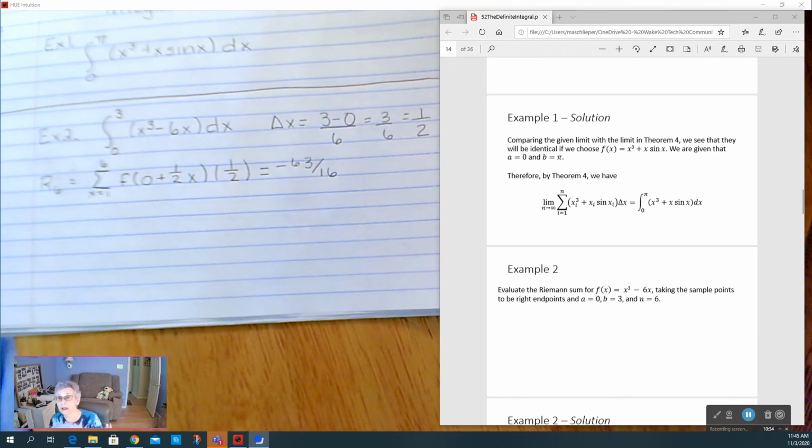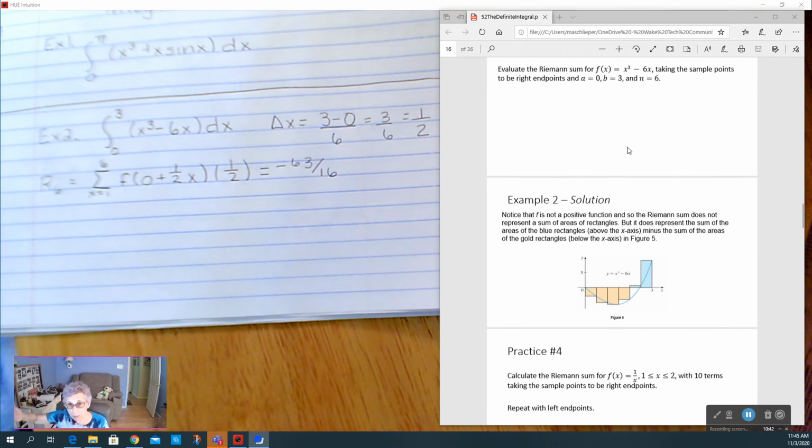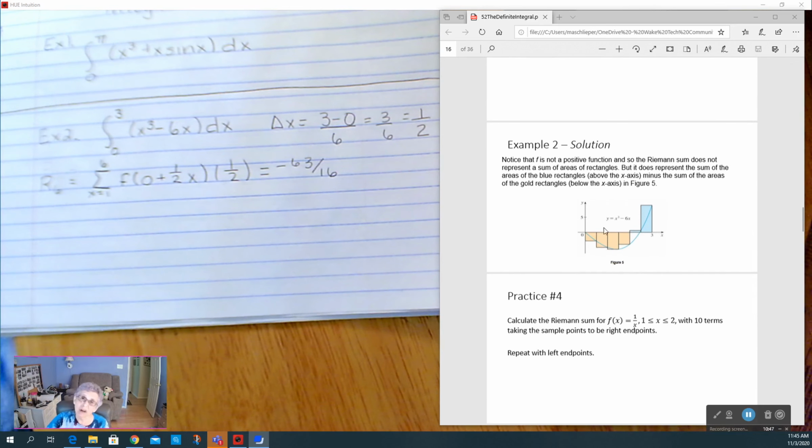Now, when we were doing area under a curve, we never would have gotten a negative answer because we were just looking at areas that were above the x-axis. You can see if we look at the picture, there's a whole bunch of that picture that is below the x-axis. That is why we got a number that was less than 0, because all of these orange, yellow rectangles have negative areas. The blue has positive areas. Okay, so that's easy enough for right rectangles.